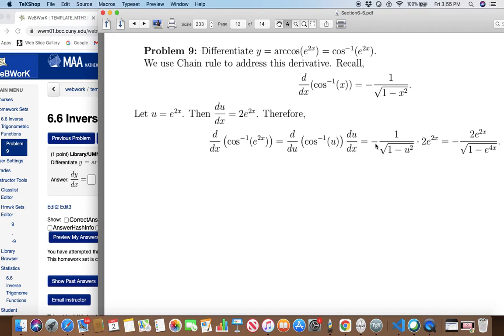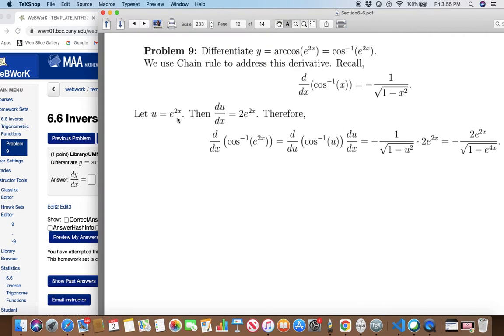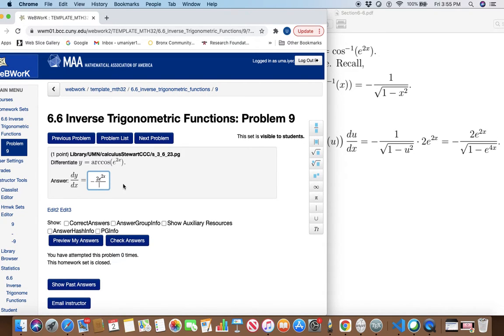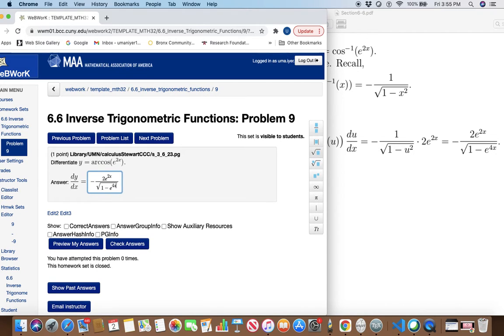Derivative of cosine inverse u is negative 1 by square root 1 minus u squared. du/dx is 2e to the 2x. So eventually I have a negative 2e to the 2x over square root 1 minus e to the 4x. Let's not forget u is e to the 2x, so squaring it gives me e to the 4x. So the answer is negative 2e to the power 2x over square root 1 minus e to the power 4x.